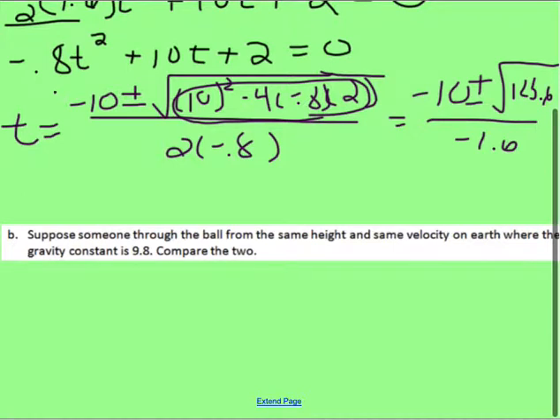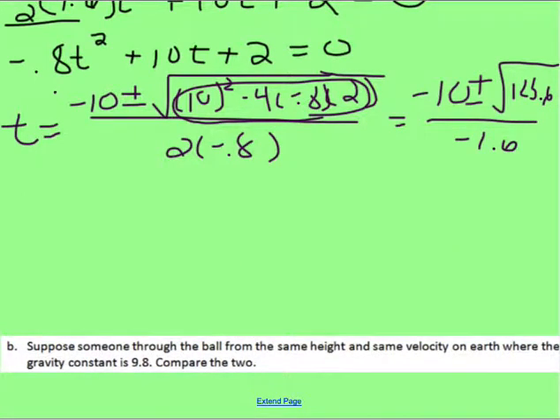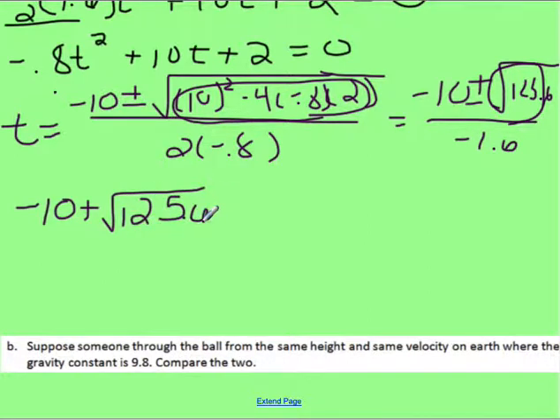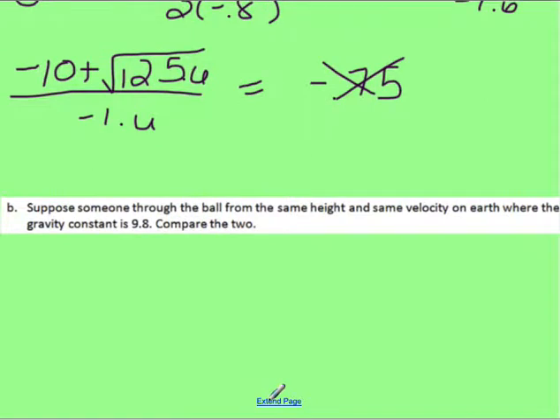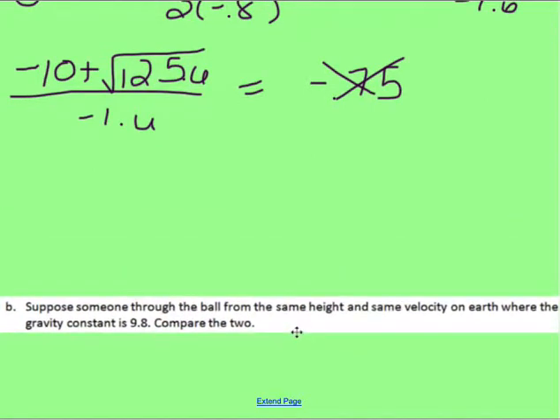So then, let's go ahead and plug this in. I don't know what this square root is, so I'm going to make my plus and minus version right away. So I have negative 10 plus the square root of 125.6. I'm going to type that on my calculator and hit enter. Then I'm going to take that and divide it by negative 1.6. And when I do that, I end up getting negative 0.75. Well, I'm going to throw that answer out. I definitely don't want to have negative time. That doesn't make sense. So now I'm going to try my minus version.